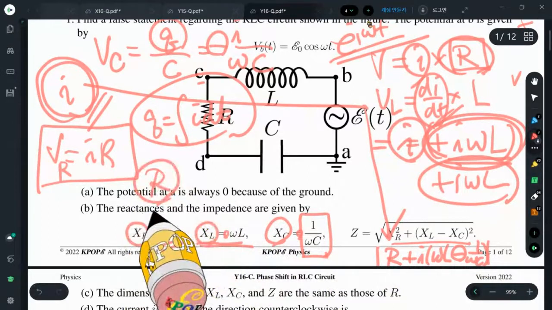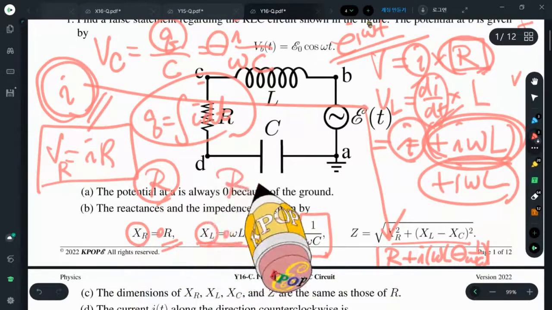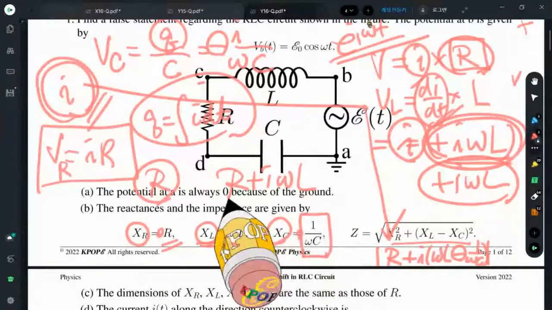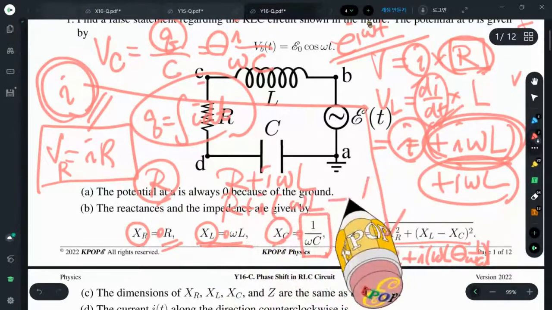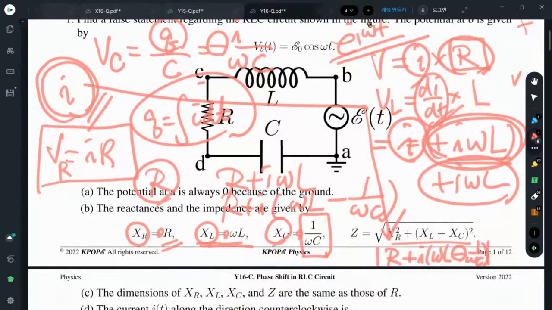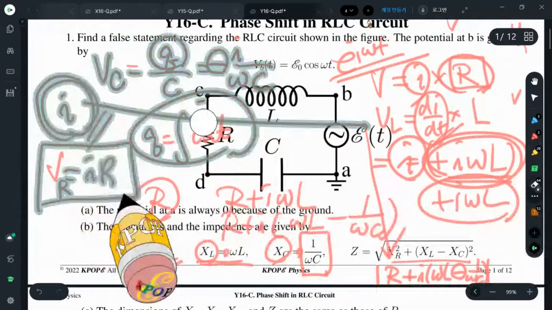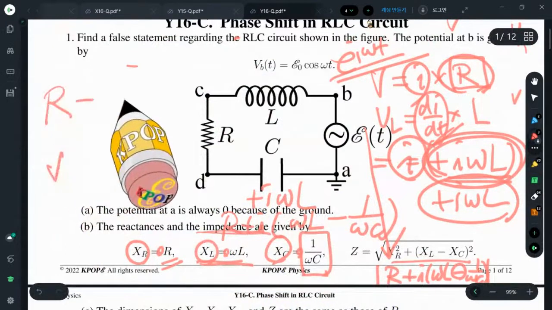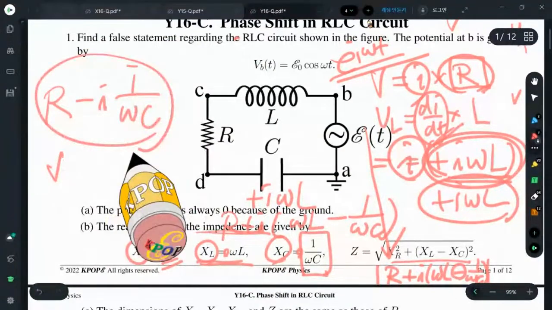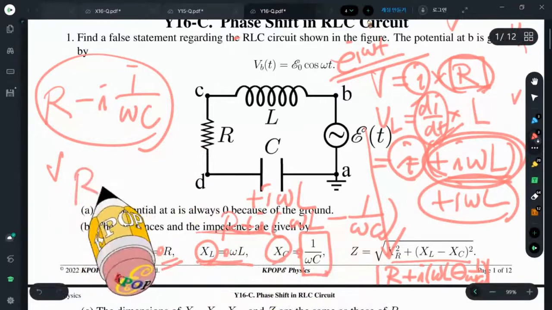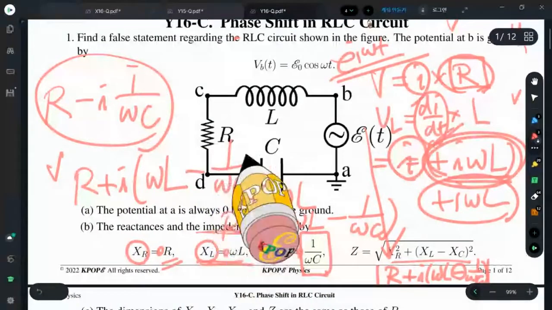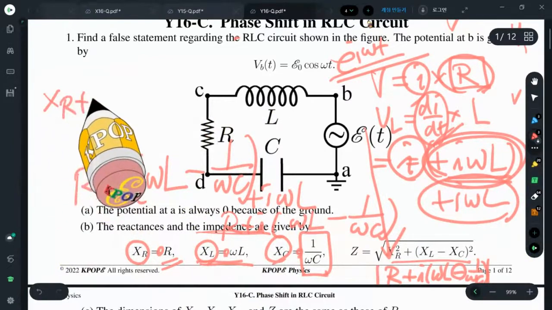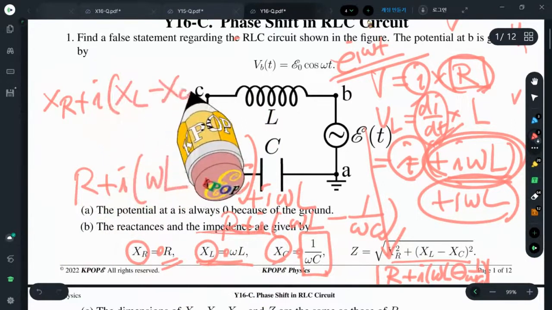If R is alone, then it is R. For R and L, you need to write R plus i omega L. If you have everything together, then R plus i omega L minus 1 over omega C. And for R and C only, without L, you need to write the impedance, R minus i over omega C. So if they are all together, it is R plus i omega L minus 1 over omega C, and we write it in terms of reactances. That is XR plus i times XL minus XC.